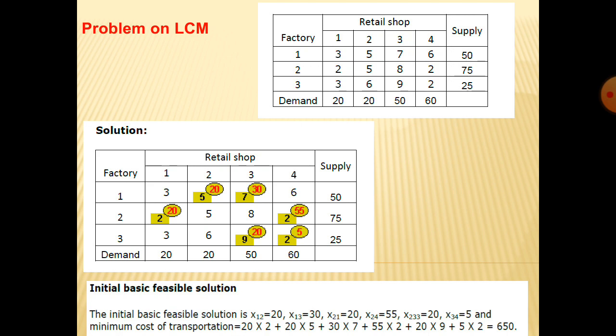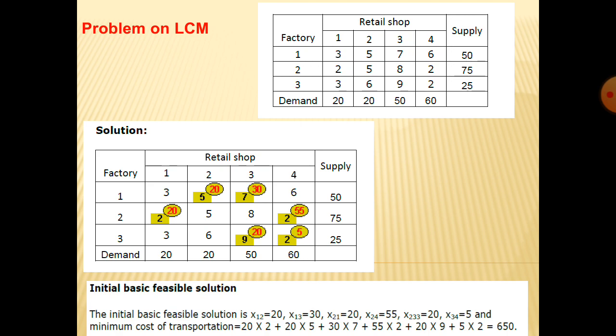Now you come to the retail shops. The first retail shop demand is 20. And for the second retail shop, 20. Then the third retail shop is 30 plus 20, 50. Then the fourth retail shop is 55 plus 5, equal to 60. We have to cross check this often. The supply should be equal to demand for all the lines, all the horizontal and vertical lines.